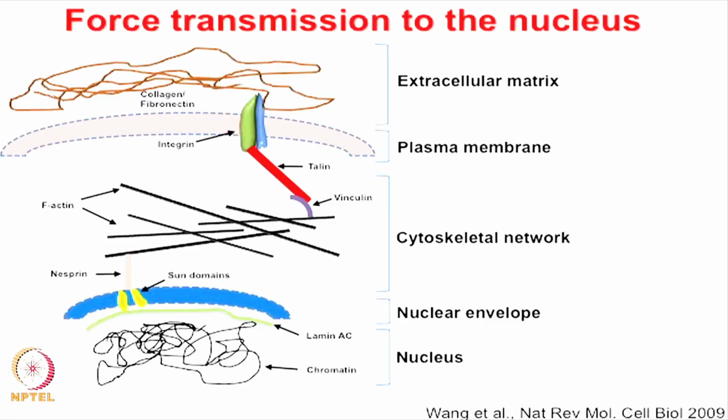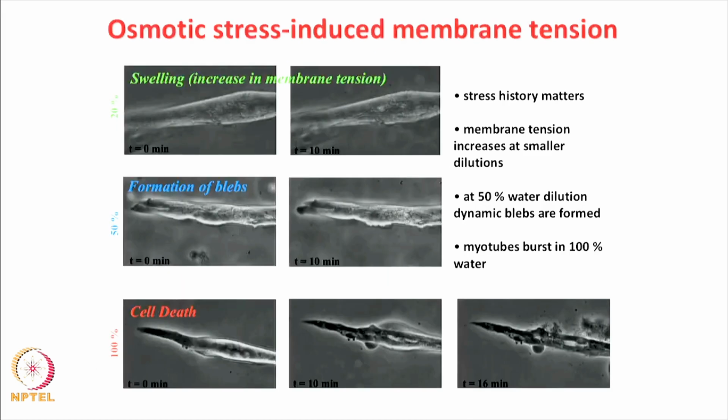Let us discuss some examples of what happens when you expose cells to some kind of forces. The simplest case I have is osmotic swelling. What you are looking at here is a muscle cell, actually an in vitro myotube, which is exposed to water. When you have 20% water, the membrane of the cell does not exhibit any obvious changes in its phenotype or in its morphology.